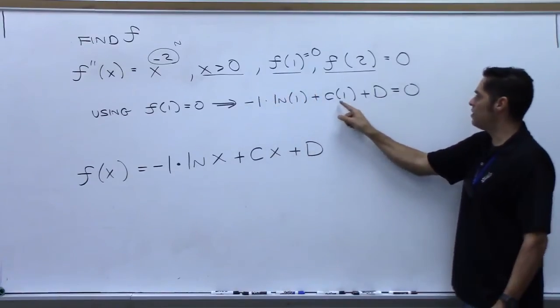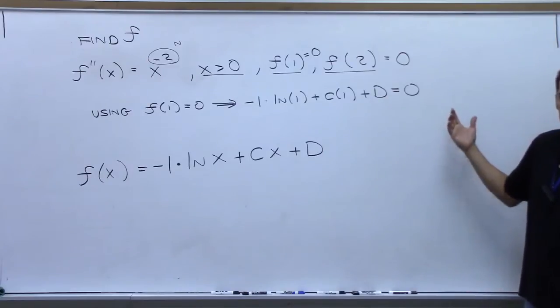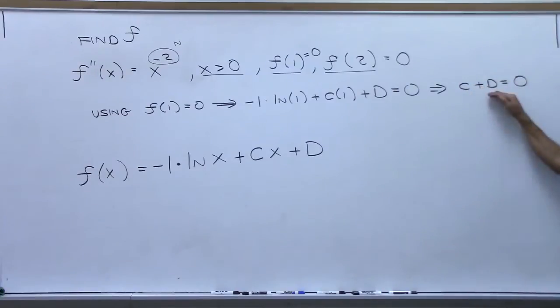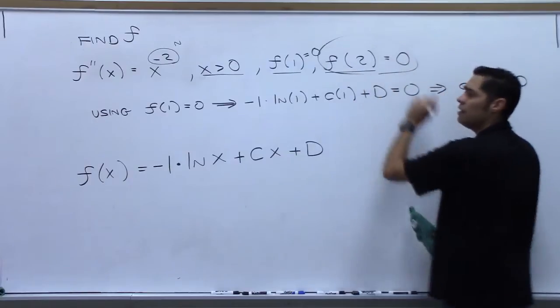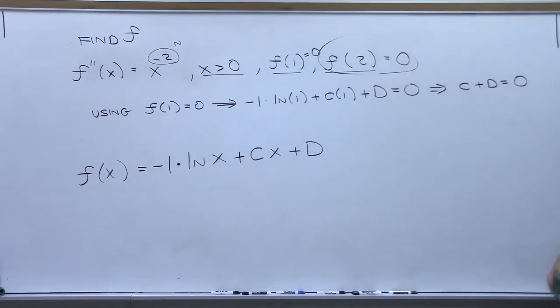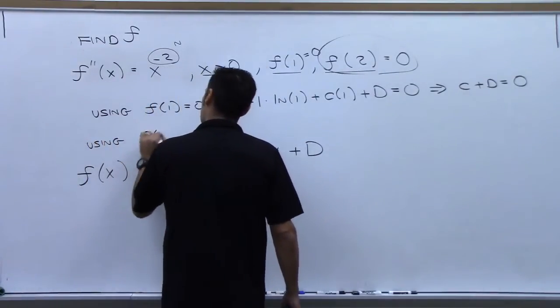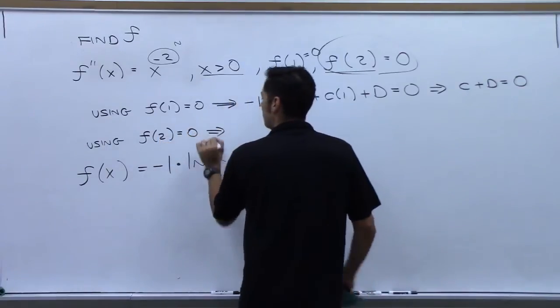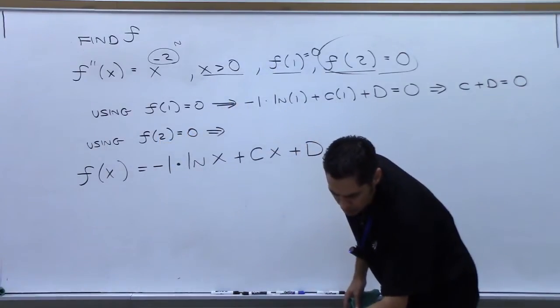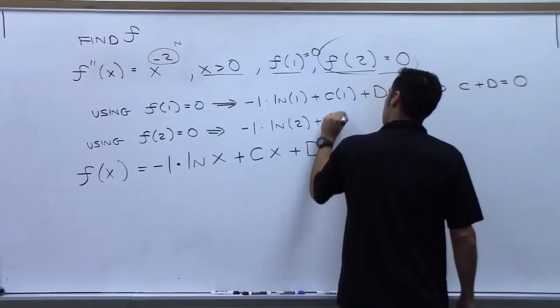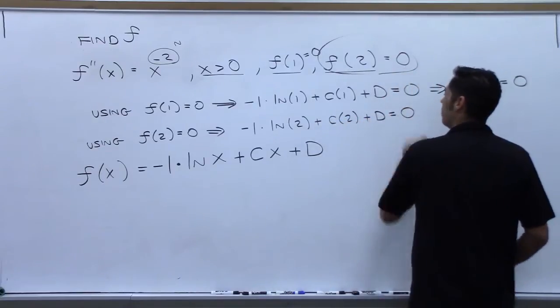And then I have c times 1 is c, c plus d is 0. And that's all I know. This means c plus d is 0. Does that allow me to figure out what c and d are? No, right? I can't tell you what c and d are if I only have one equation. But I have another condition, don't I? So now let me use that second condition. Using the fact that f of 2 is 0, and I'm just double checking that's what was given here. Yep. That means negative 1 times natural log of 2 plus c times 2 plus d must equal 0. Do y'all see that?